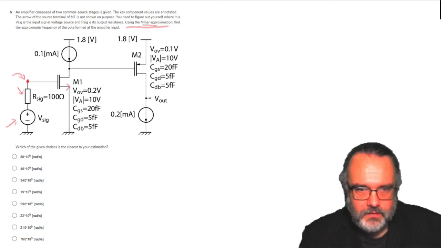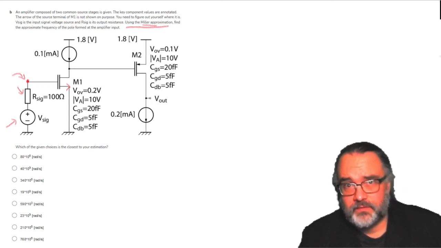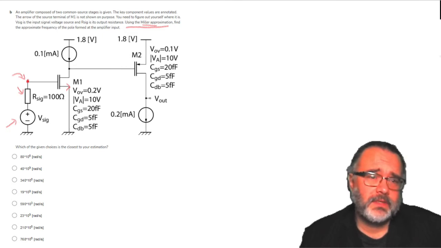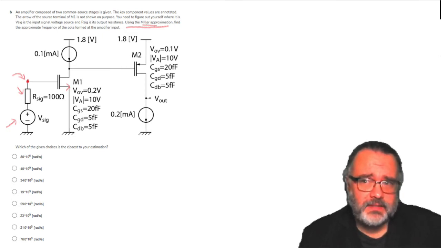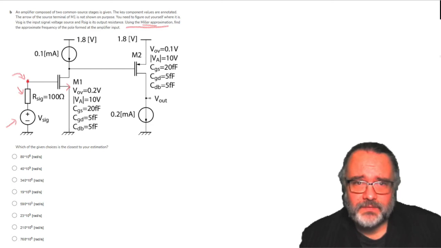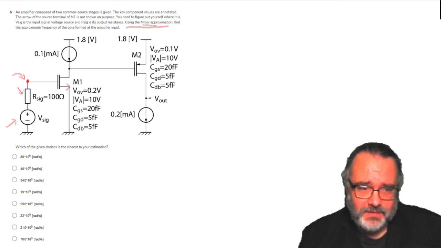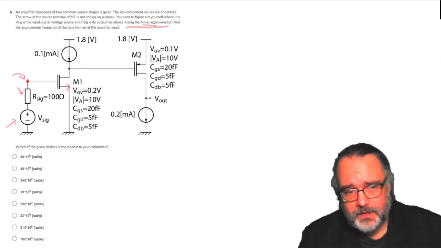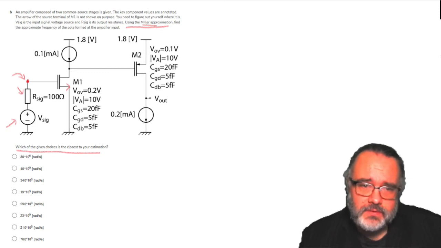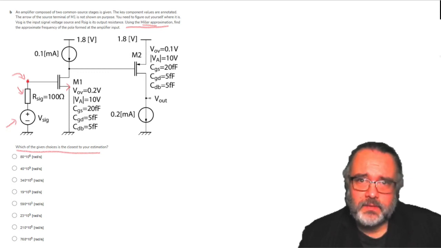So avoid deriving equivalent circuits and calculating the input impedance with a test source Vx, looking at the Ix, calculating Zx. Avoid this because you will deviate from the result, not significantly, but you will not get exactly one of these results. This is also why in the question it said which of the given choices is the closest to your estimation. If you use Miller approximation, you get a very accurate approximation. You'll be very close to one of these options.